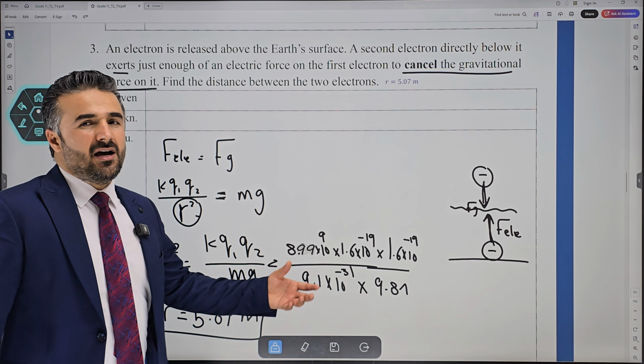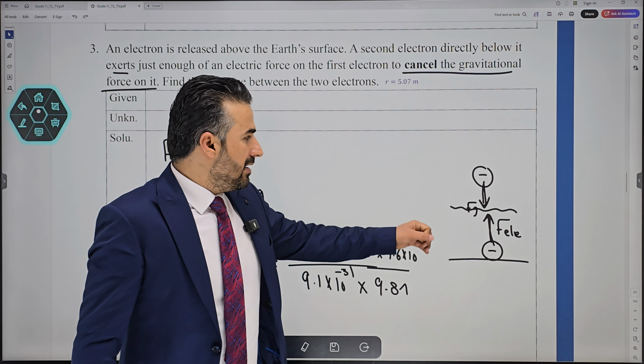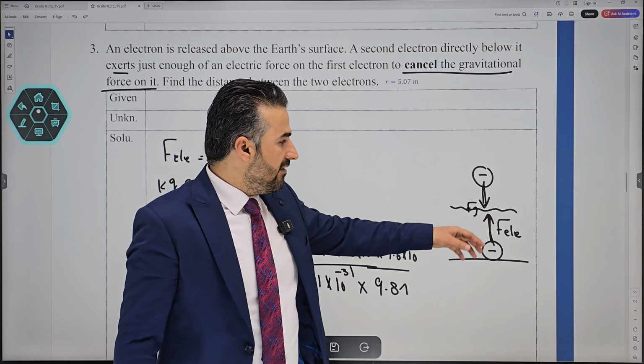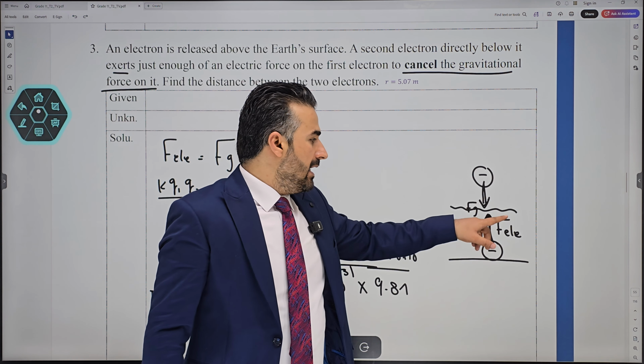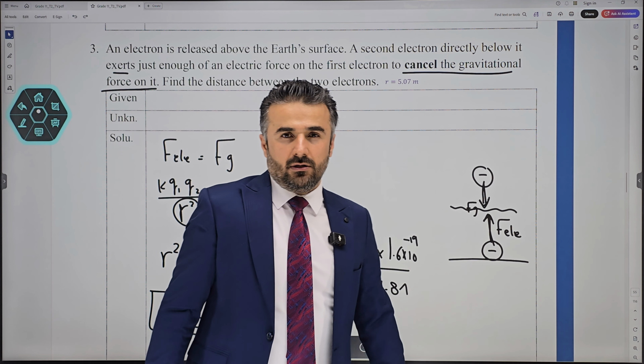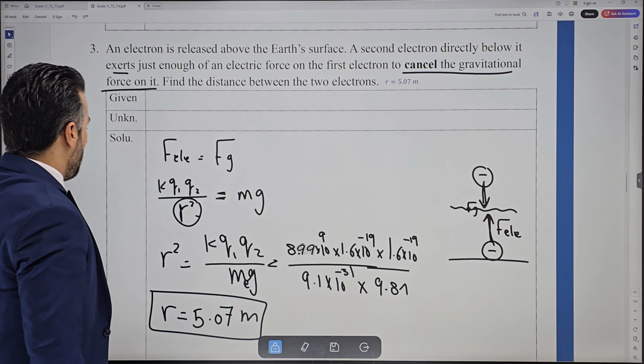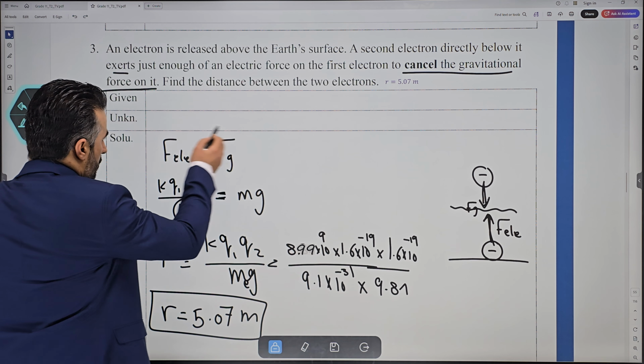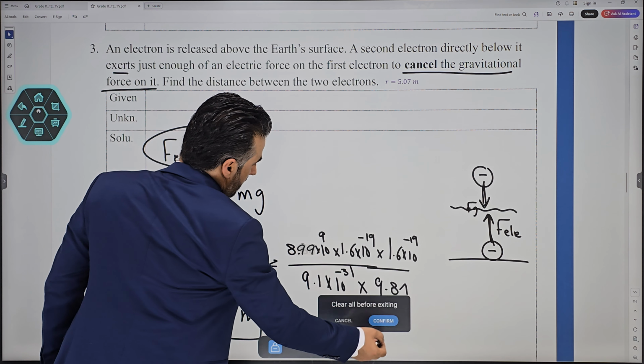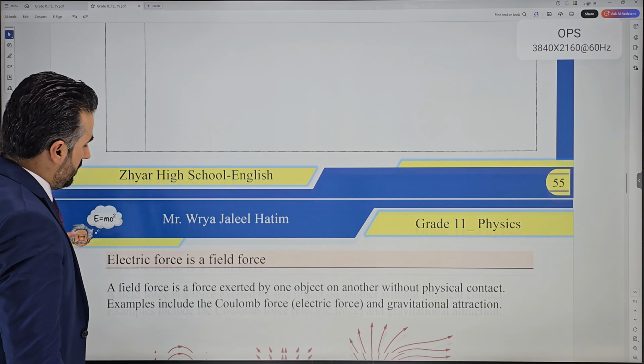What is the main idea in this question? To cancel the effect of gravity, the electric force must be equal to the gravitational force in magnitude. These are equal in magnitude but opposite in direction. With this equation now you can find the distance between the two, which we just did.